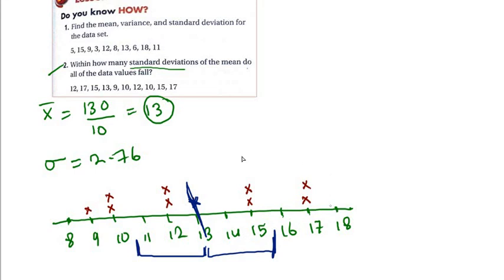Is this enough to cover all the values? Of course not. We need another standard deviation interval to cover these values. I mean, 13 plus 2.75 is less than the greatest value you have, and 13 minus 2.75 is greater than the least value you have. So we need two standard deviations to cover all the values. Within how many standard deviations of the mean do all values fall? They fall within two standard deviations.